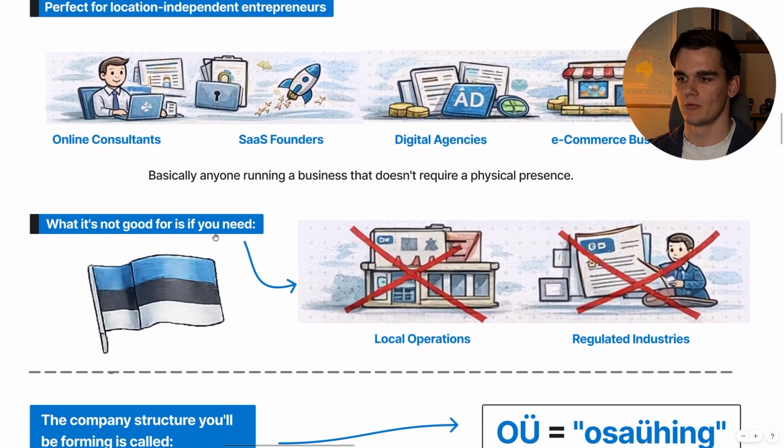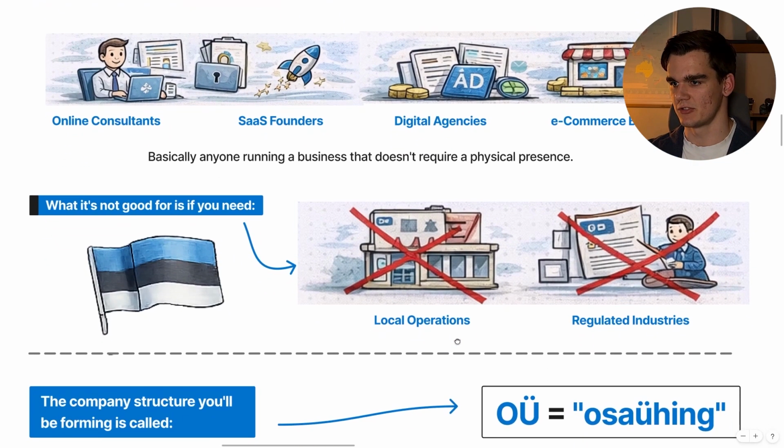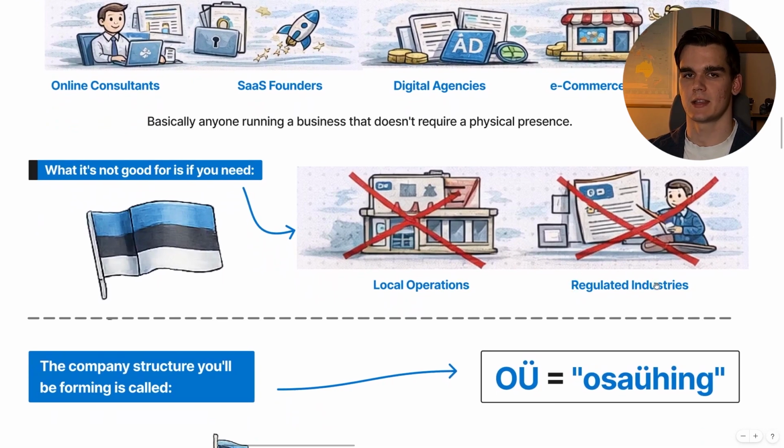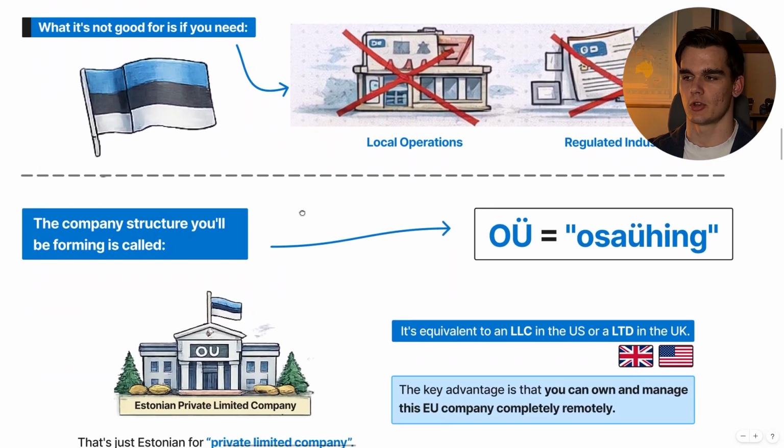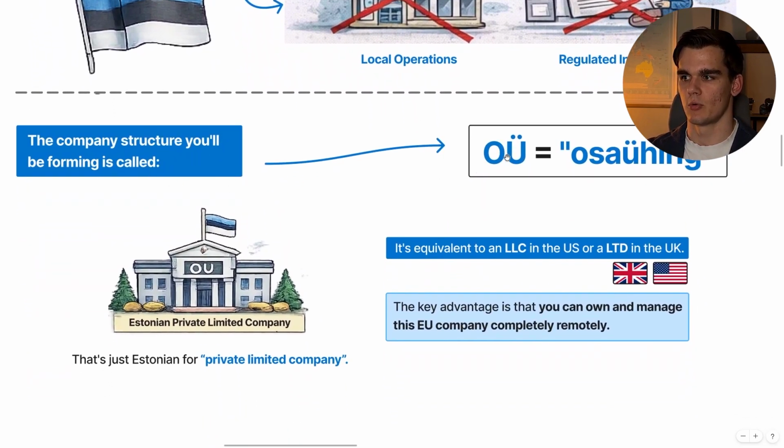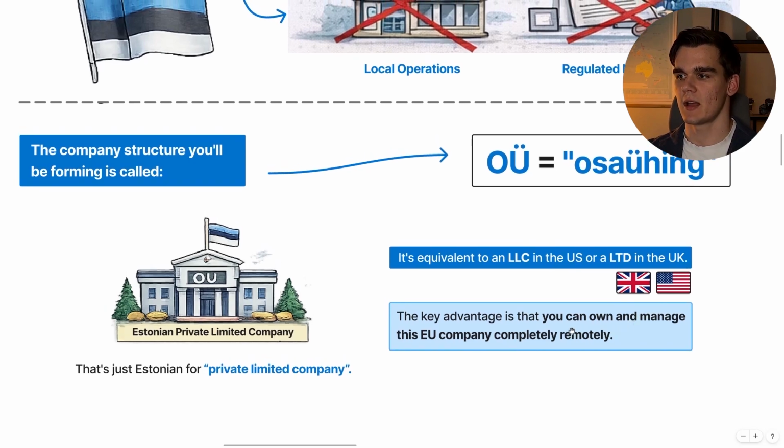And what it's not good for is if you need local operations, if you're dealing with heavily regulated industries, or if you're just looking for tax optimization without a real business purpose. The company structure you'll be forming is called an OÜ, which stands for Osaühing, and that's just Estonian for private limited company. It's equivalent to an LLC in the US or an LTD in the UK. The key advantage is that you can own and manage this EU company completely remotely.